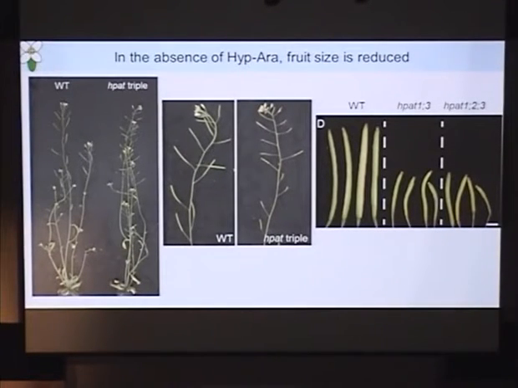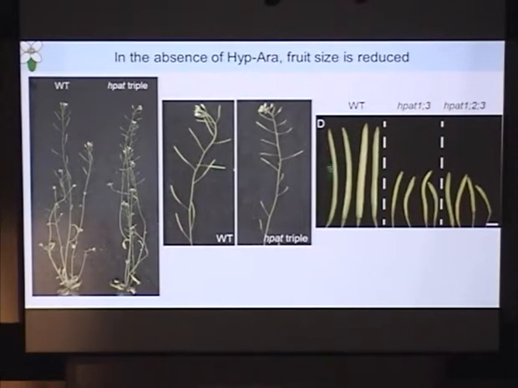So what happens if you knock out the H-pats in Arabidopsis? If you compare wild type over here and the H-pat triple mutant, there's 3 of these in Arabidopsis, there's not much difference in terms of vegetative phenotypes. They both form normal rosettes, they both form inflorescences and flowers that are normal morphology. If you look a bit more carefully at them, you will notice that the fruit tend to be smaller in the mutants than the wild type.